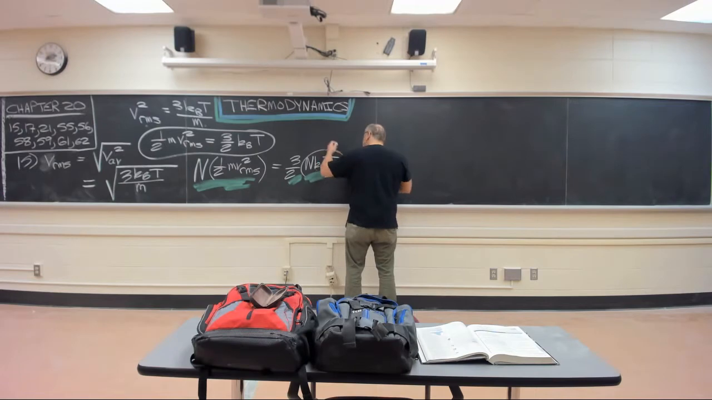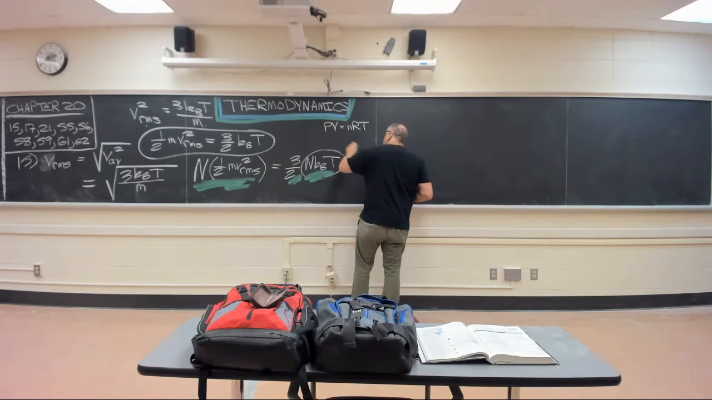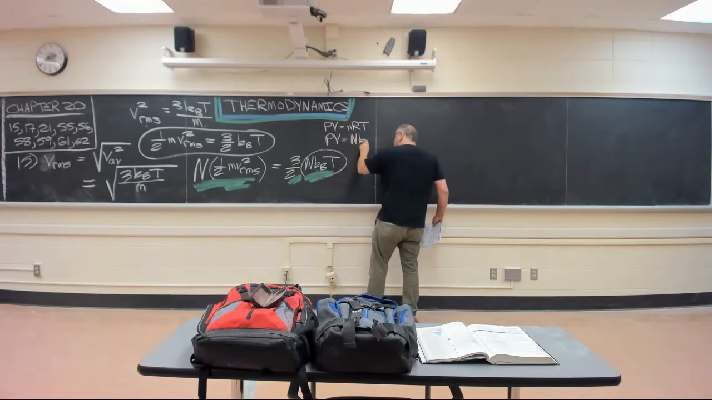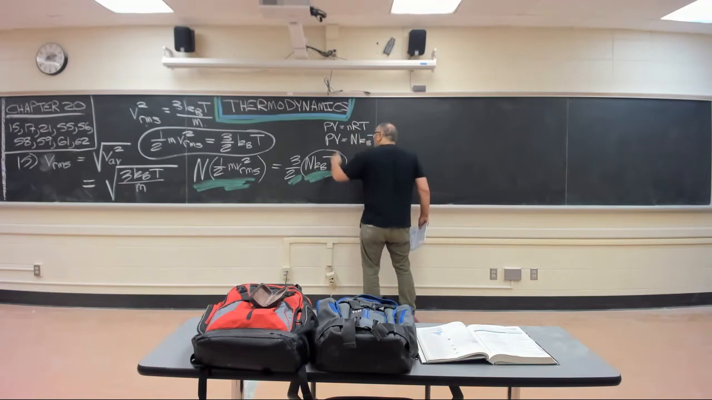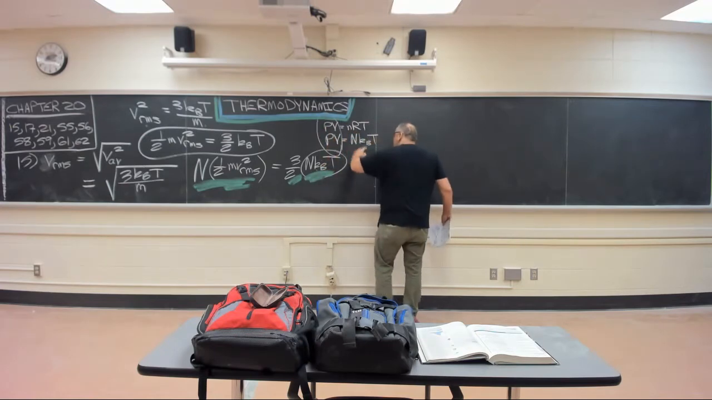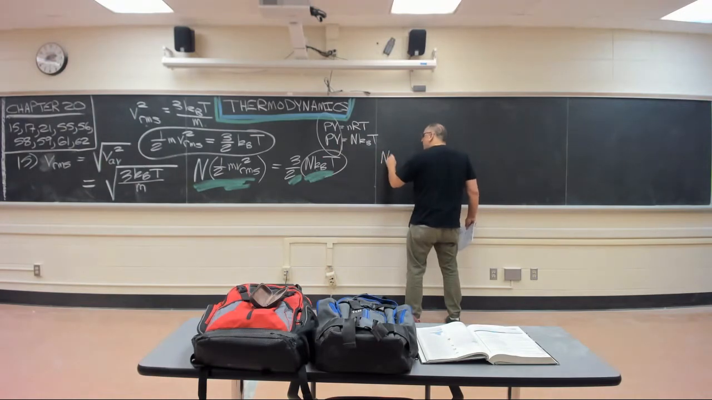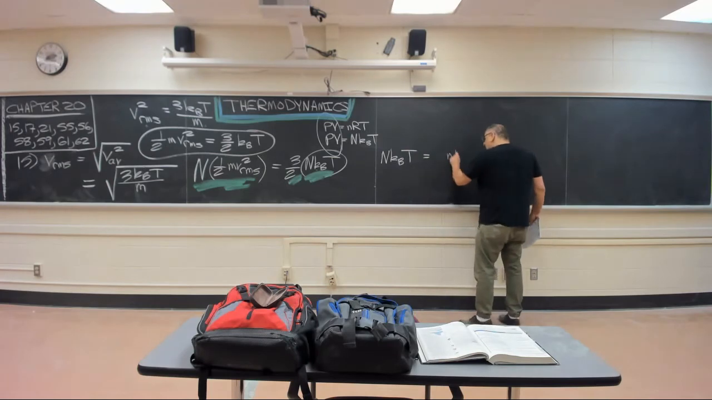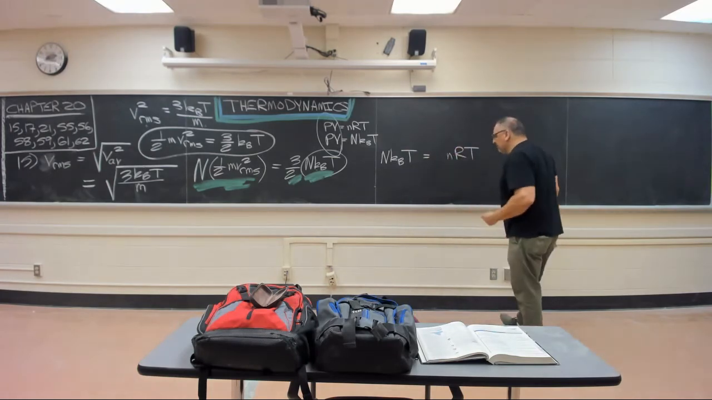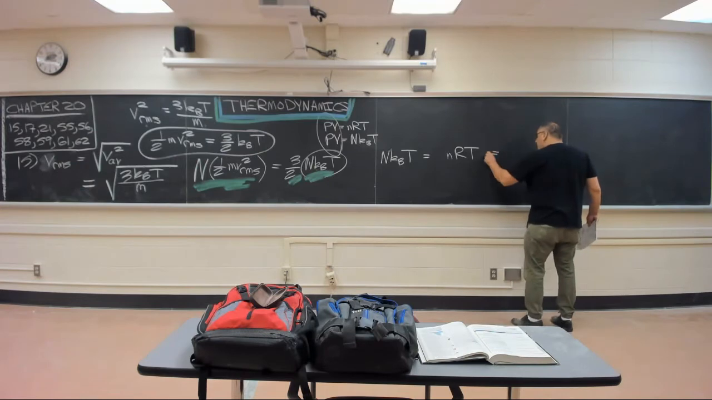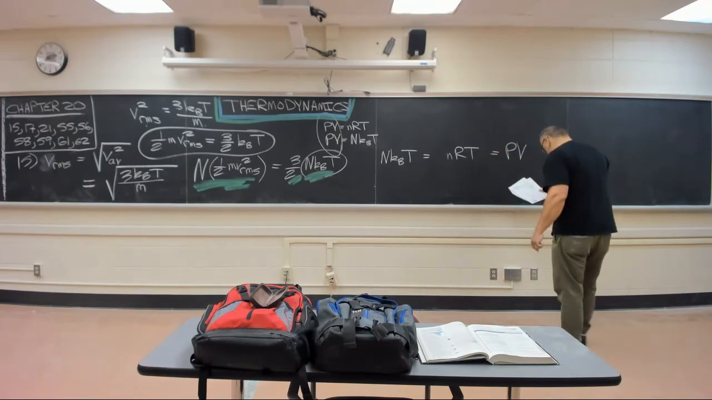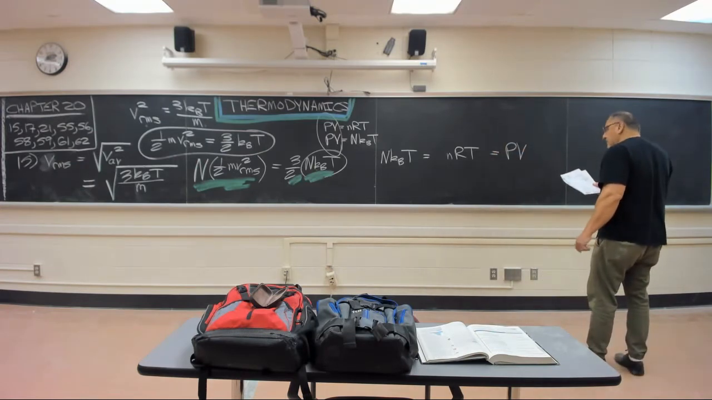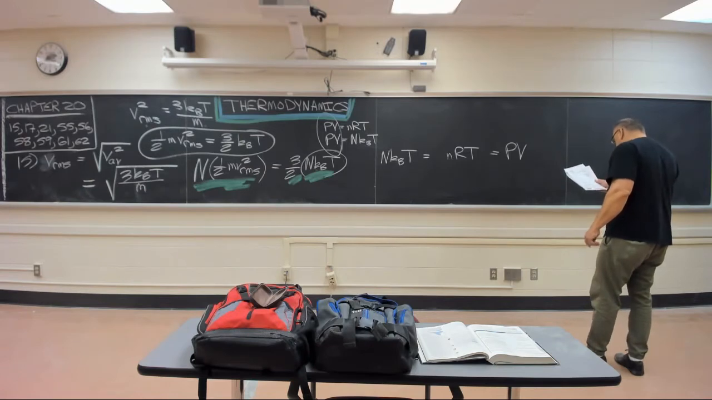Let's do this. We all remember that PV equals nRT. We all remember that PV equals capital N kBT. Well, these guys are equal to each other. That means N kBT is equal to nRT. True. And they're both equal to PV. Okay, now what?